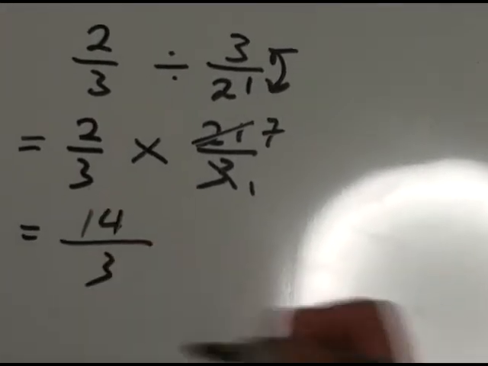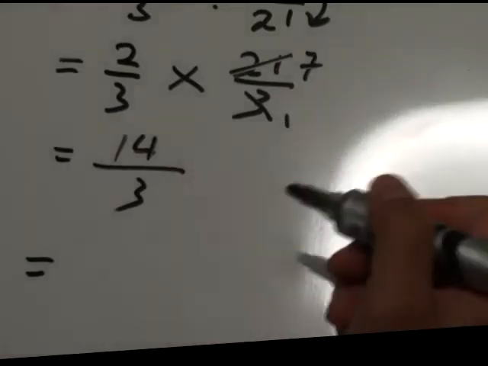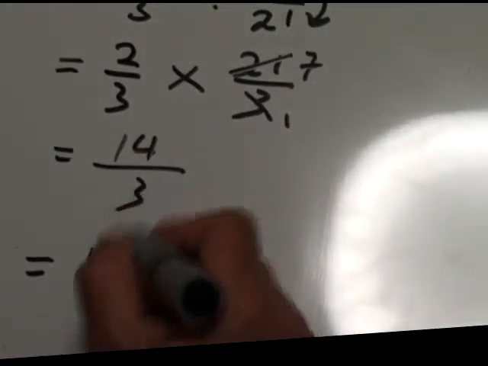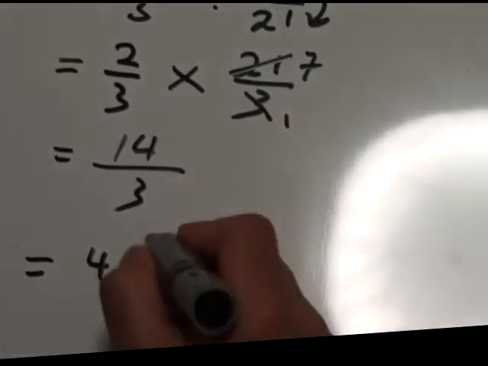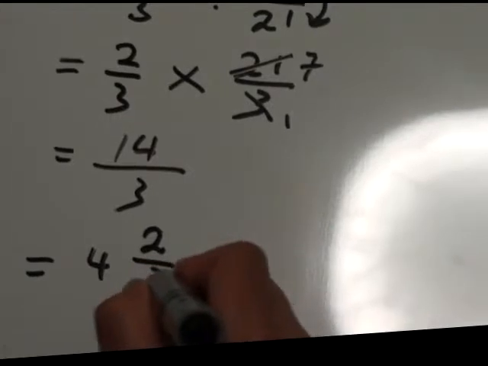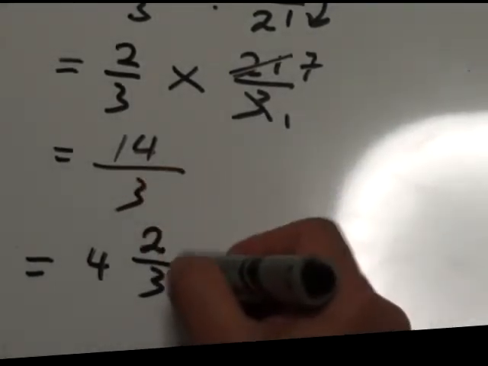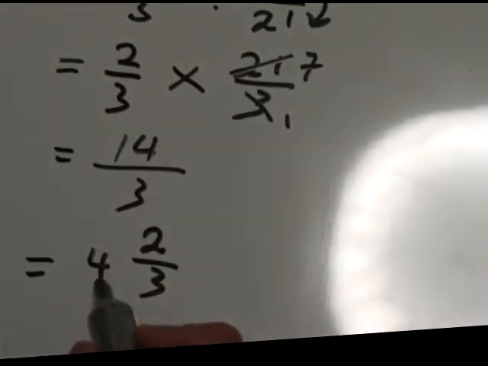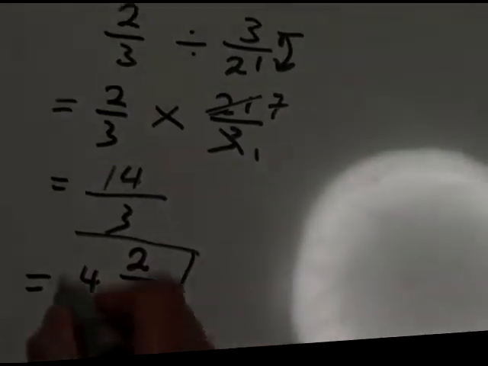This is an improper fraction. We don't leave it like that. We've got to change an improper fraction into a mixed number. 3 into 14 goes 4 times. 3 fours are 12. 14 take away 12 leaves a remainder of 2. So that's 2/3. The number on the bottom stays the number on the bottom of my fraction. So 14/3 is equal to 4 2/3. And that's my answer.